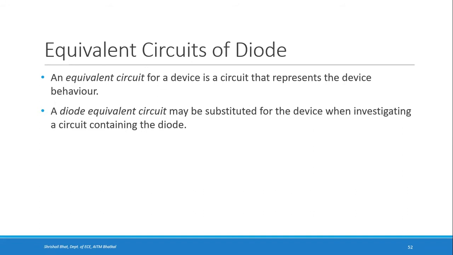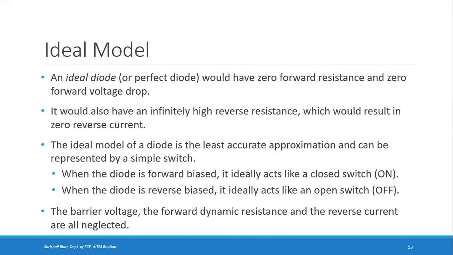For investigating certain operations, to find the voltage, to find the current, we make use of these equivalent circuits. So when it comes to equivalent circuits, there are different models of diode that we are going to see. The first one is the ideal model of diode.